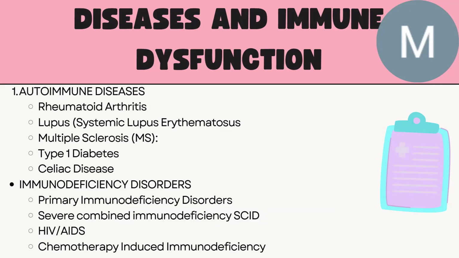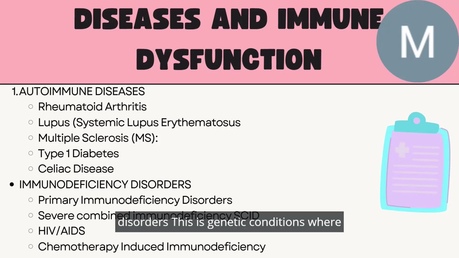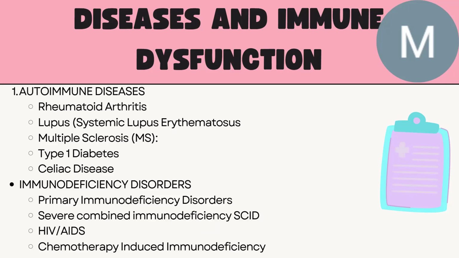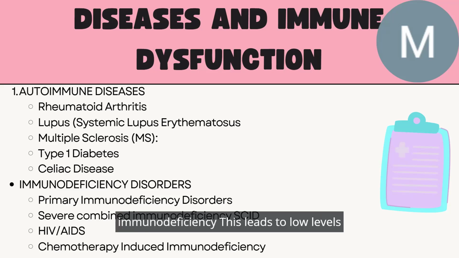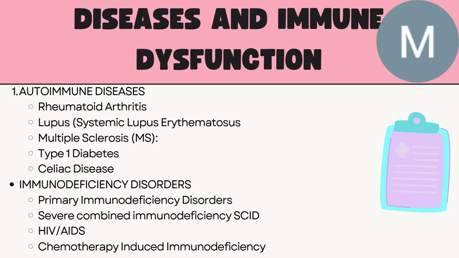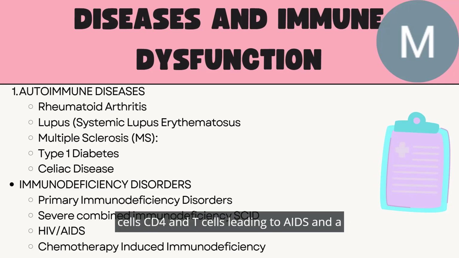Number 2, we have immunodeficiency disorders. We have primary immunodeficiency disorders. These are genetic conditions where parts of the immune system are missing or not functioning properly. There's also severe combined immunodeficiency, known as SCID. This is known as the bubble boy disease. It results in a severely weakened immune system. There's also common variable immunodeficiency. This leads to low levels of antibodies and frequent infections. There is also acquired immunodeficiency syndrome, such as HIV and AIDS. HIV attacks and depletes immune system cells, CD4 T cells, leading to AIDS and a weakened immune system over time.